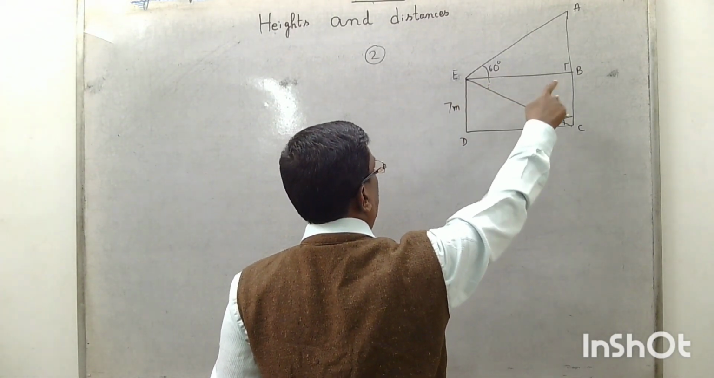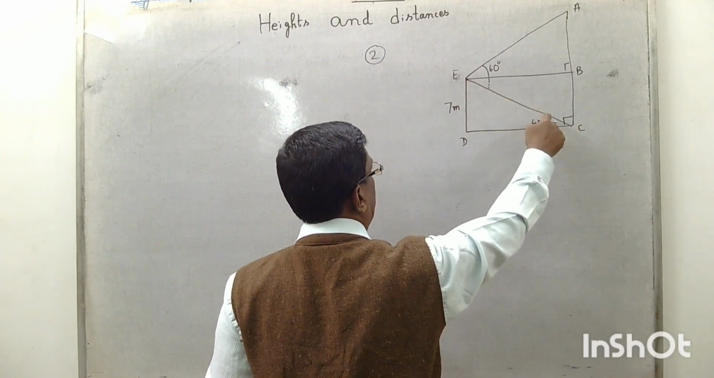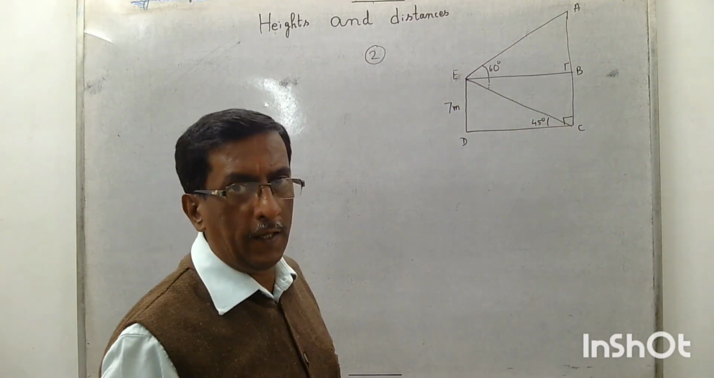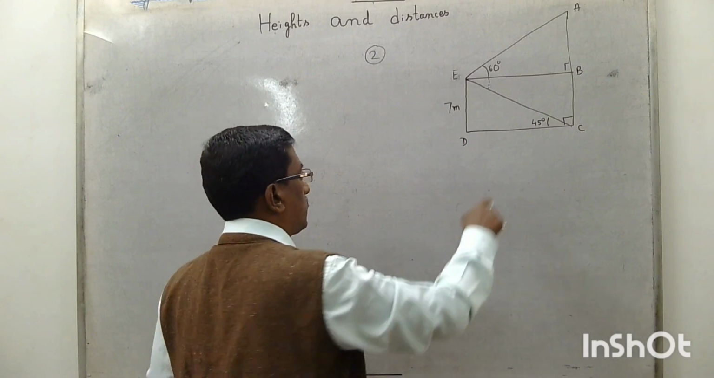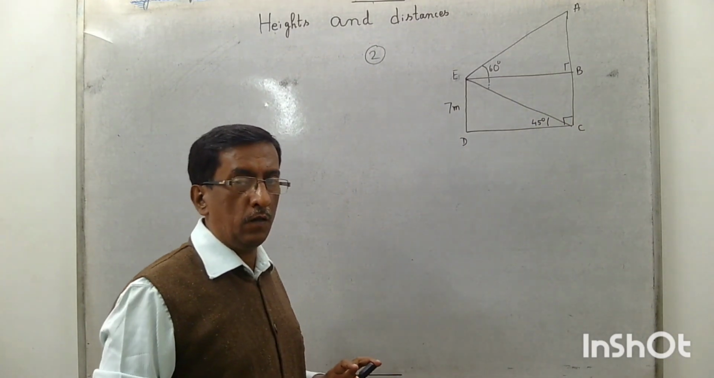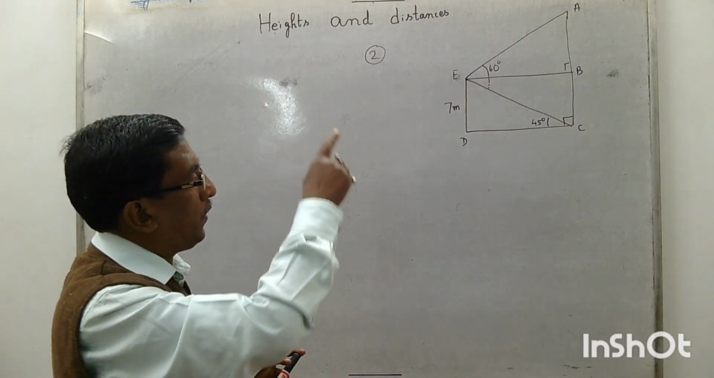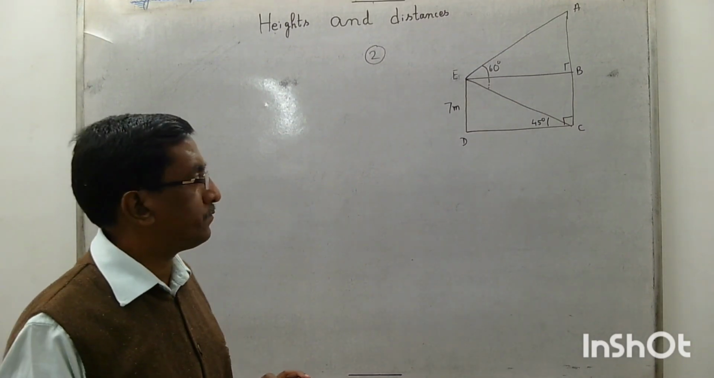Now this line is drawn parallel to this line. This is a transversal. So this angle means alternate interior angles, we know. So this is 45 degree. The question is, what is the height of the cable tower? That means we have to find the height AC.